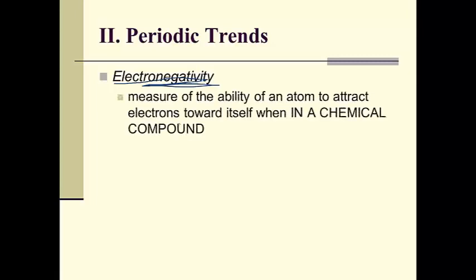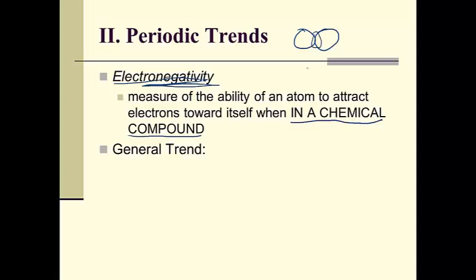Electronegativity measures the ability of an atom to attract electrons toward itself when it is chemically bonded to another atom. So in other words, it's in a chemical compound. Now, the general trend. Basically we're saying you have one atom here and one atom here, and they're going to bond to each other. Each nucleus is going to be pulling on the shared electrons. So how strong is the pull between atom A and atom B on these electrons right here?